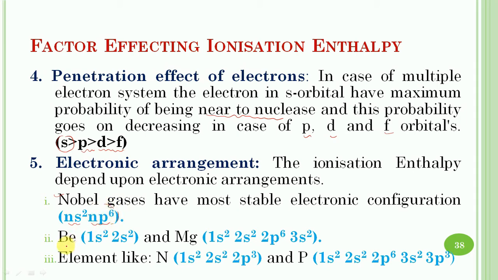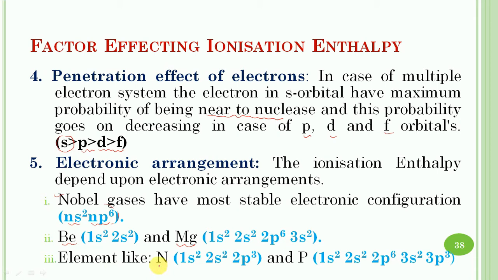Then the case of beryllium and magnesium. In the case of beryllium, the 2s orbital, and in magnesium, the 3s orbital, these are completely filled, and the removal of electrons from these is difficult, and ultimately their ionization energy is high.